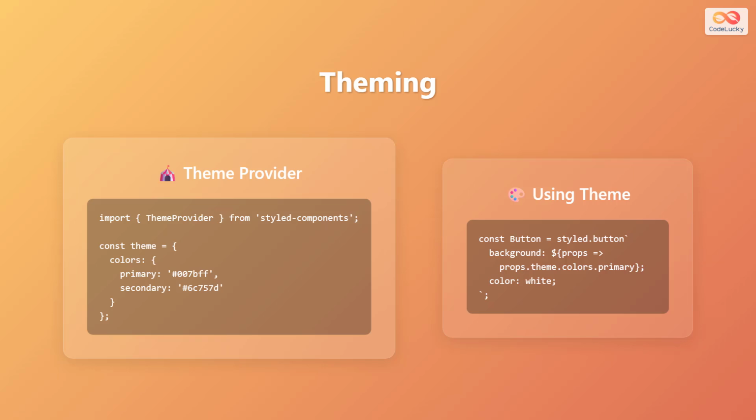The const Button = styled.button, backtick, background: ${props => props.theme.colors.primary}, backtick. This retrieves the primary color from the theme and applies it as the background color for the button.